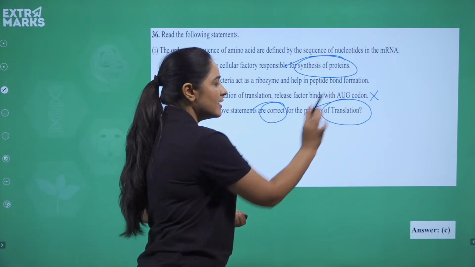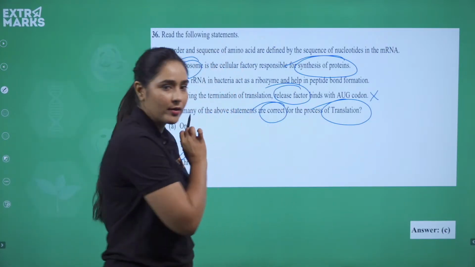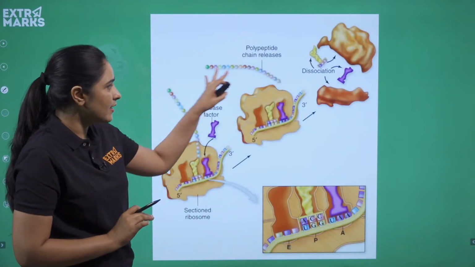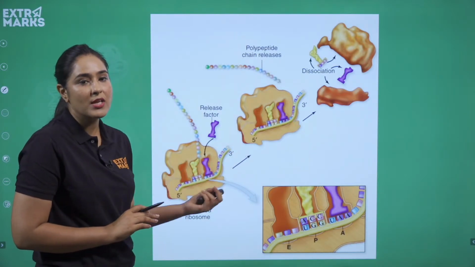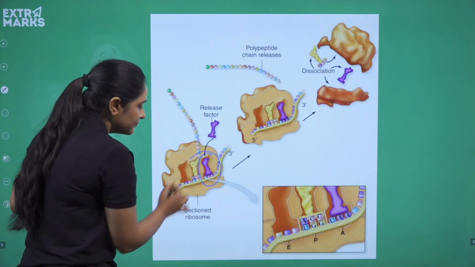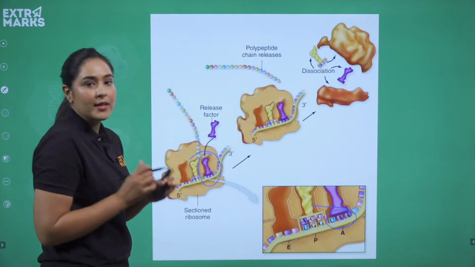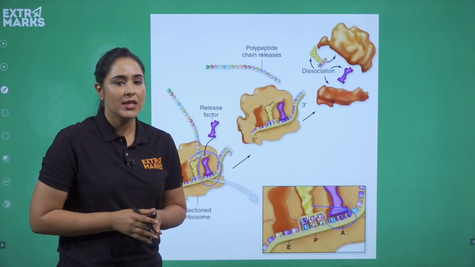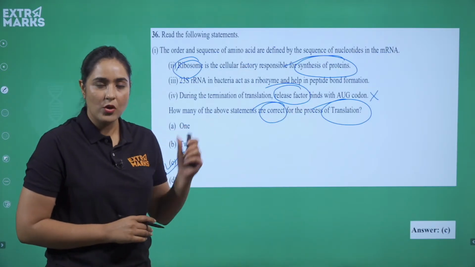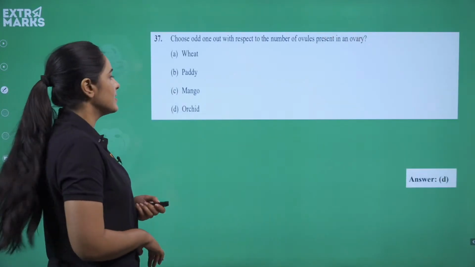But why is it incorrect? Obviously, students, release factors bind with the stop codon, and after that we have the termination of translation. As you can see here, this is the process when the termination of translation is happening. Release factor binding here. And if we zoom in, we have the stop codons UAA, UAG and UGA. They will be the stop codons here, not AUG. So obviously here the fourth statement is incorrect.